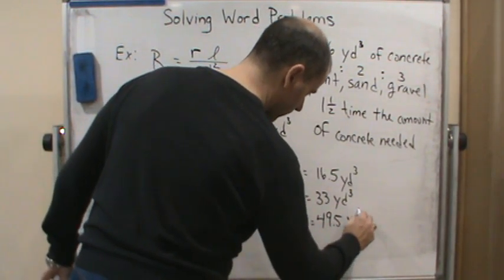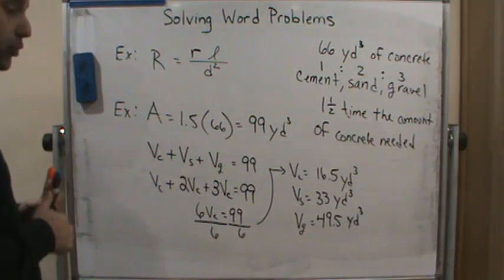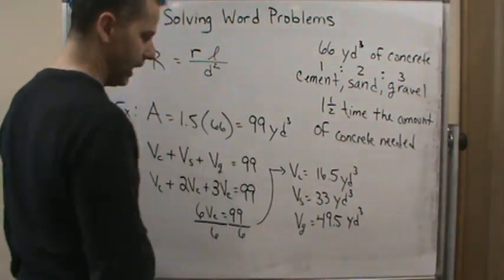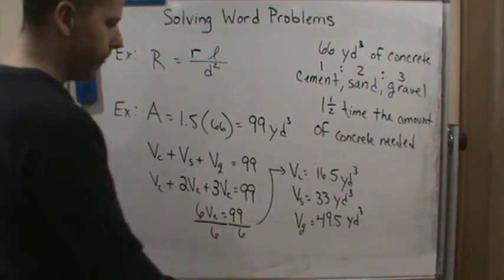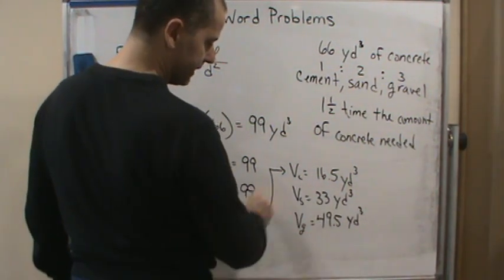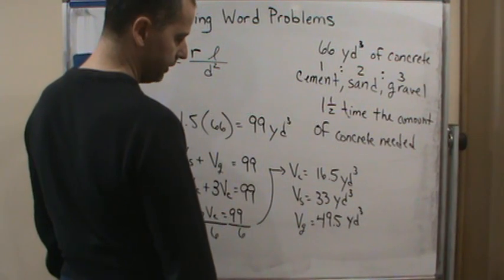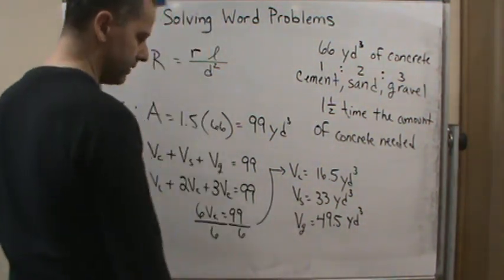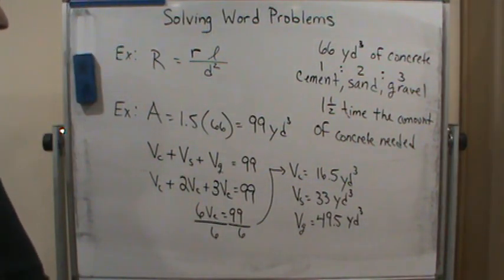And now I'm going to check this. How would you check this to make sure you didn't make a mistake? Well, all these volumes should add up to 99. Well, 49 and a half and 16 and a half equals 66. Plus 33 is 99. And so it adds up, okay? And we're done. So it makes sense. And so that's the answer.